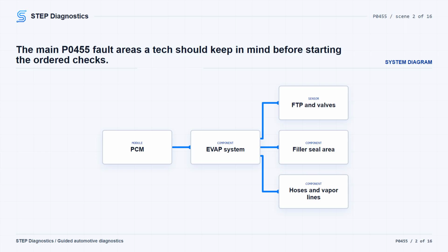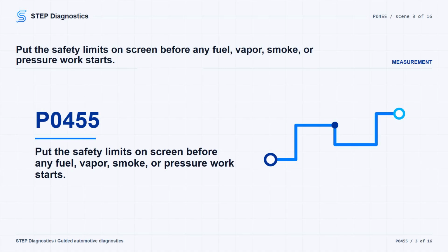Prove the basic EVAP test path first, then work from the filler area into sensor response, purge operation, smoke testing, and final pressure verification. Before opening fuel-related parts of the system, handle fuel and vapors carefully, control spills, and relieve fuel system pressure when working on fuel tubes or fuel system components.